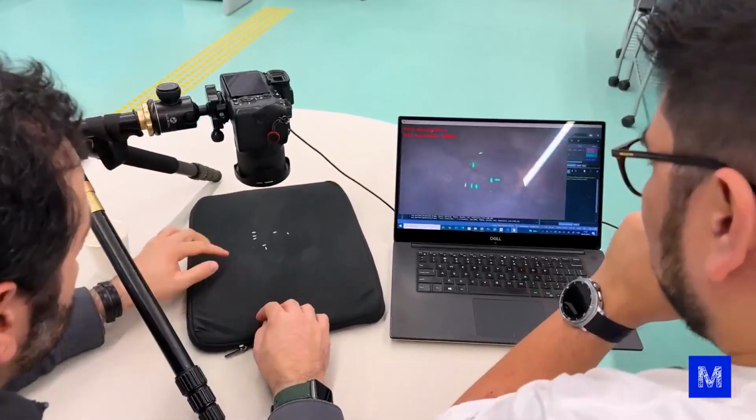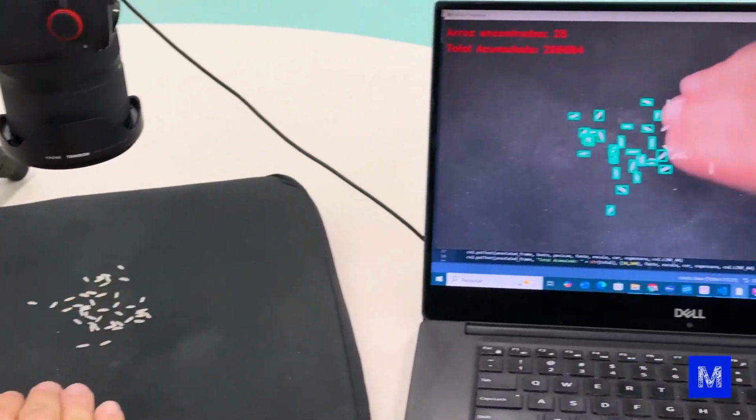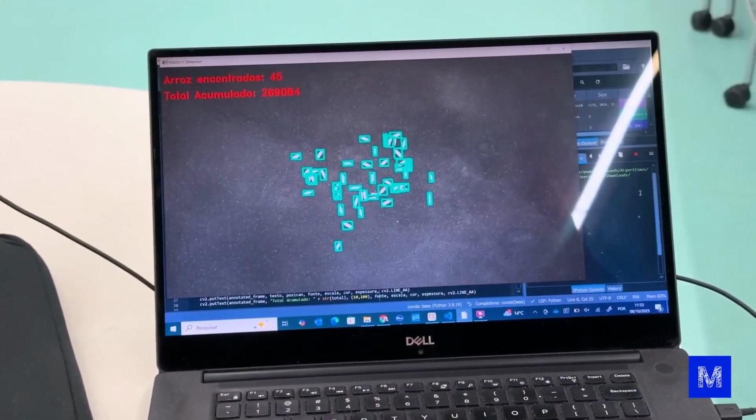I think the error will be around 5%. Considering the size variation and mass of each of the grains gives us a good chance of being very close to the actual value. The idea for this didn't just come out of nowhere like, oh, I'm going to train an artificial intelligence just to count rice.